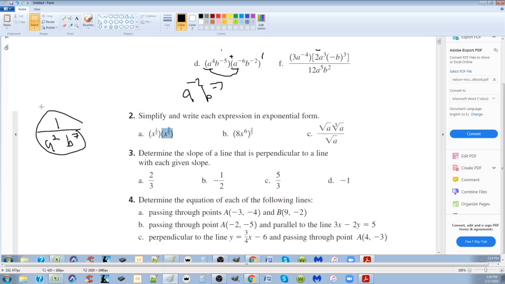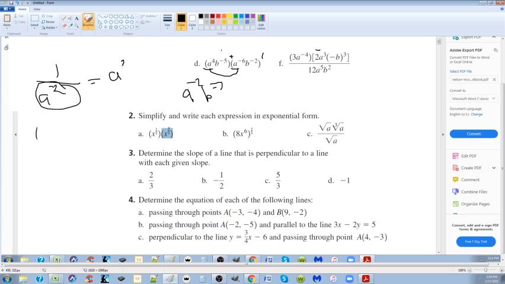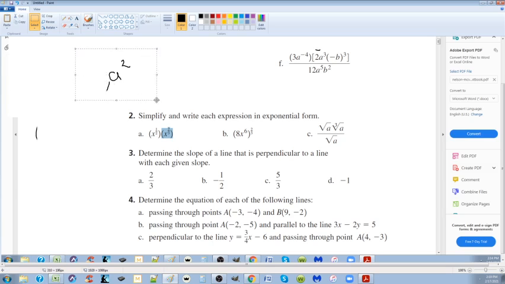Remember that. Now also remember this, not that it matters in this case. If I have 1 over a to the negative 2, where's the a? It's in the denominator. That is the same as a in the numerator to the power of 2. So you can see it can go from the denominator up, too. Great.